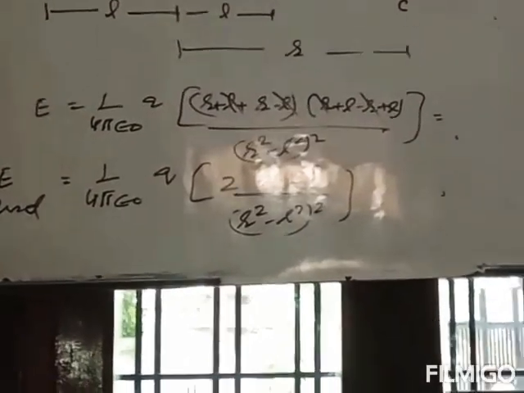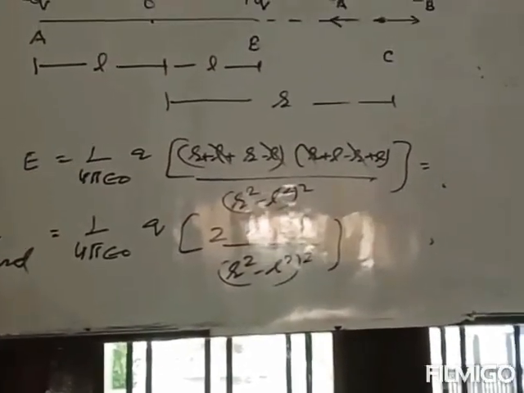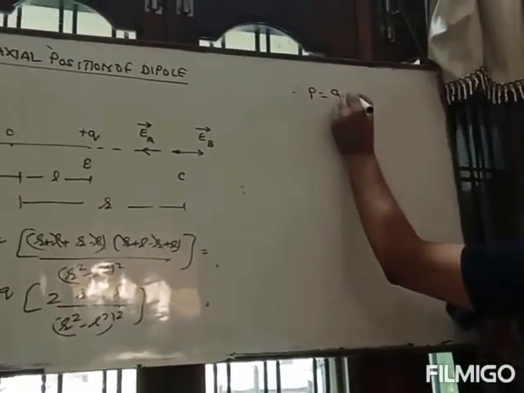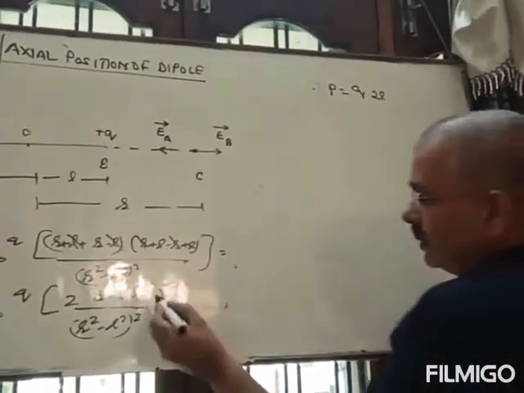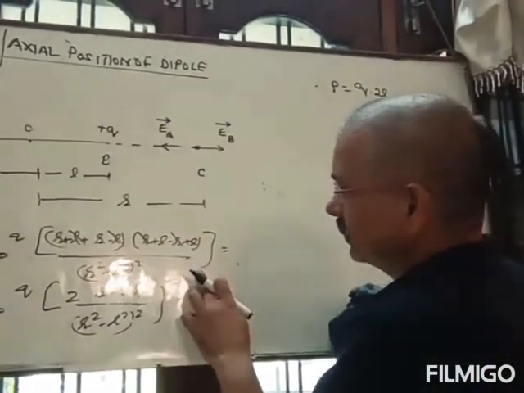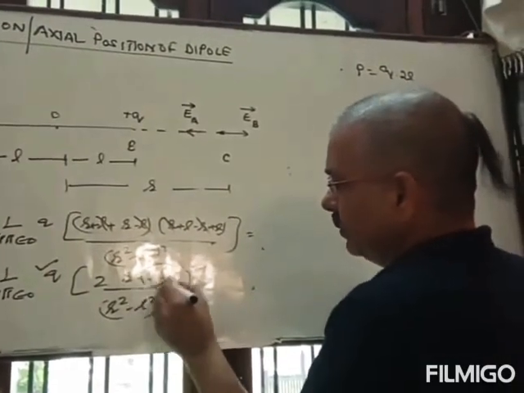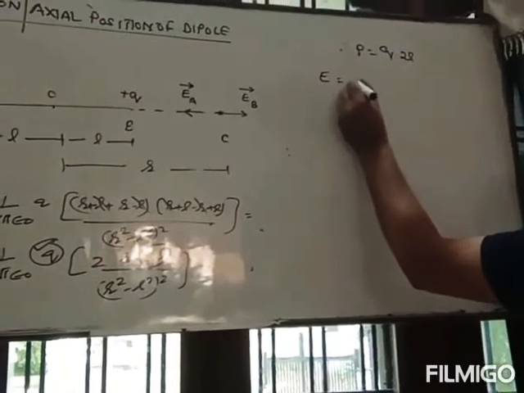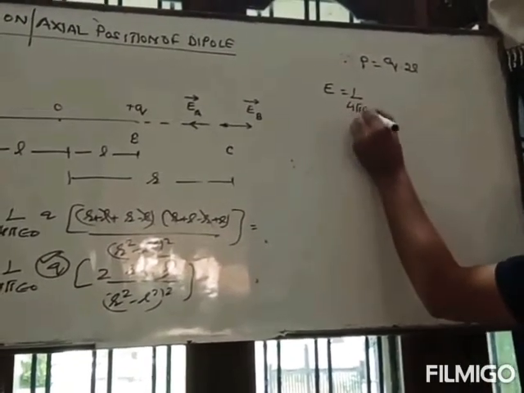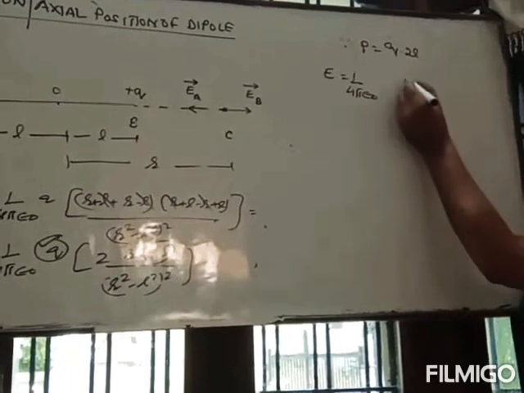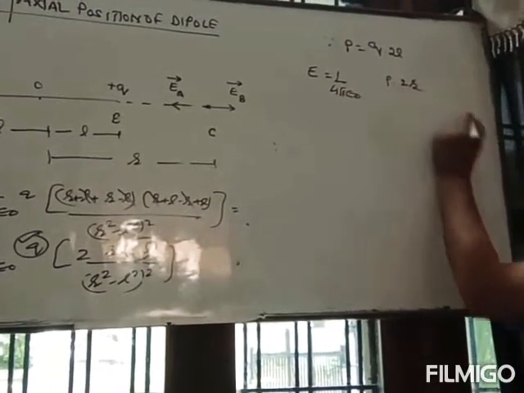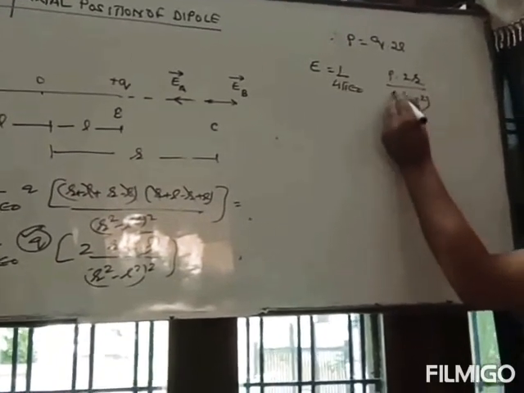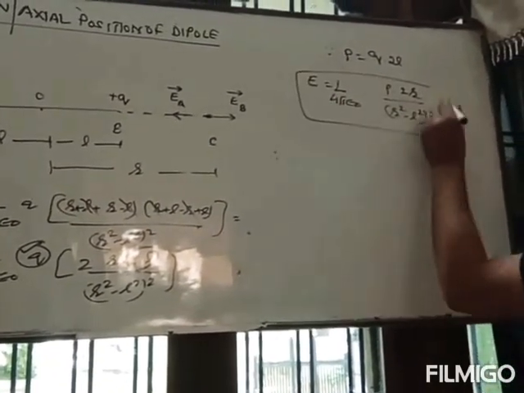Okay, let's see. As you know, dipole moment P is equal to Q into 2L, charge into effective length. Instead of Q into 2L, write down P. So it becomes E equals 1 upon 4 pi epsilon 0 into P into 2R by R square minus L square whole square. So it is in terms of dipole moment.